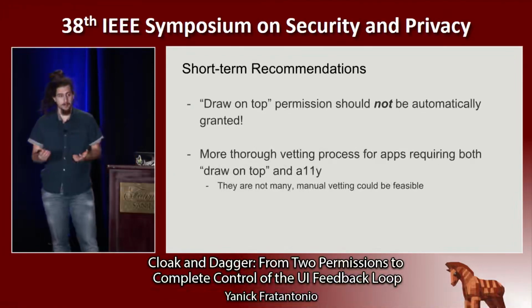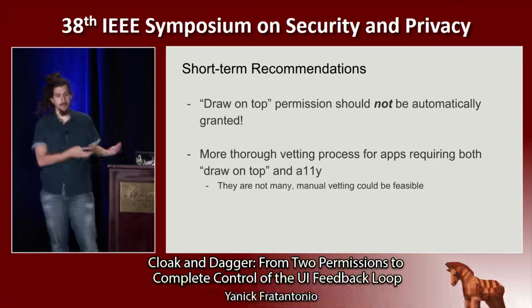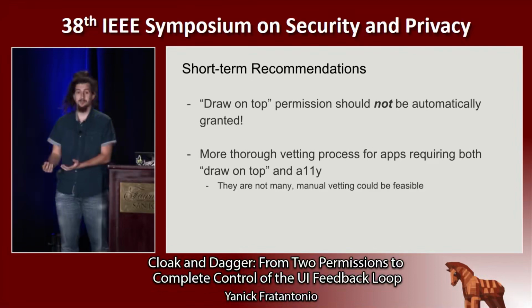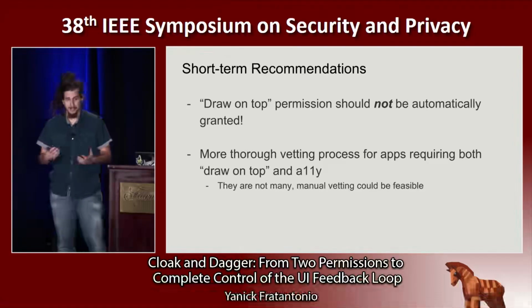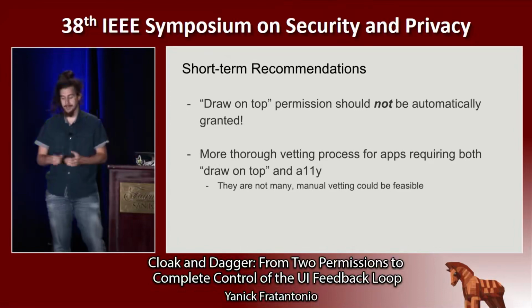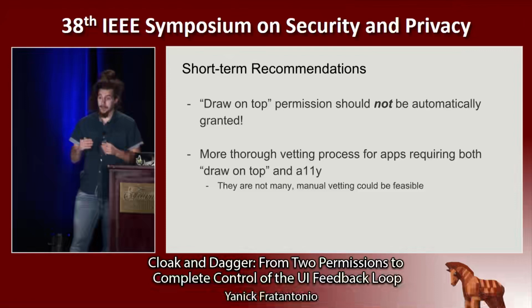Now, we also have a number of short-term recommendations for Google. The draw-on-top permission really should not be automatically granted, and now I'll show you a way to abuse it. There was, I think, a report a couple of weeks ago showing how this permission is the same permission used by ransomware. As of now, it's weird that such a powerful permission is automatically granted. And the other point I have is that maybe applications requiring both permissions should be vetted in a specific way.